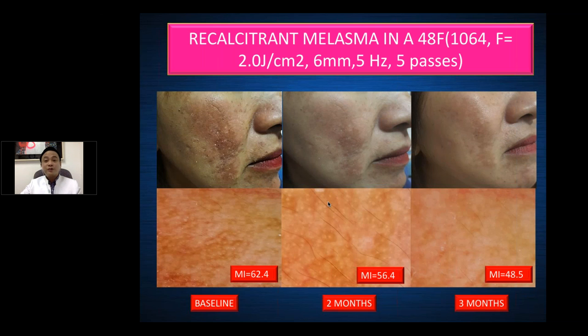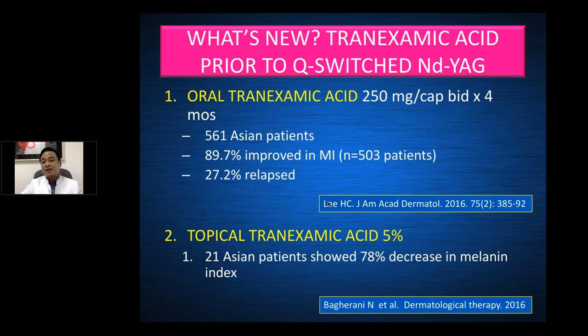So what's new? Everyone worldwide is talking about tranexamic acid. The use of tranexamic acid, I'm referring more to the systemic preparation, the oral capsule, 250 milligrams per capsule BID. There has been a study already which was published in the Blue Journal involving 561 Asian patients, and 89.7% improved in terms of the melanocyte index. There is no published study yet on the use of topical tranexamic acid in combination with the pigment laser, but this is also very promising.